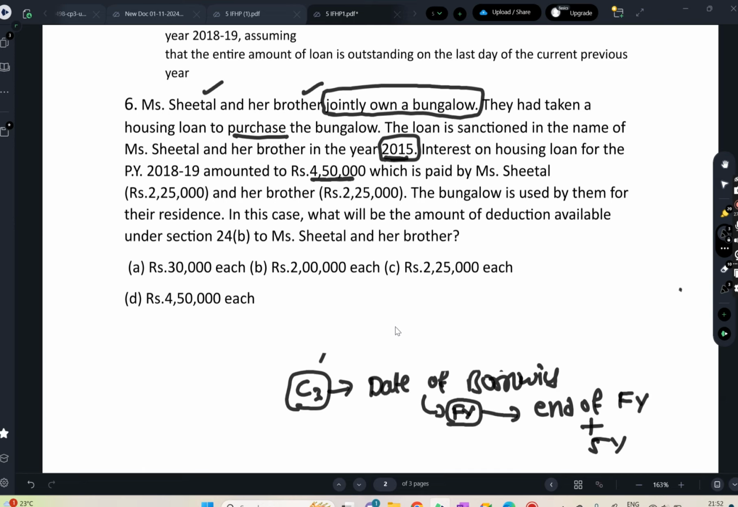No, they did not mention. But sir, obviously it is used for residence, so that means it must have been completed. The bungalow is used by them for residence, so it must have been completed. But anyway, let's do it here, because it's not about this question, it's about understanding the concept. Now what is the date on which we completed the construction?